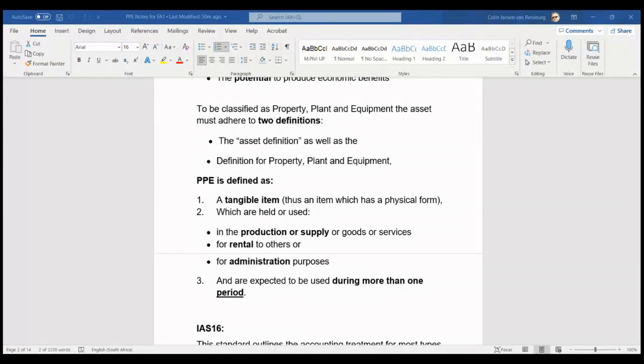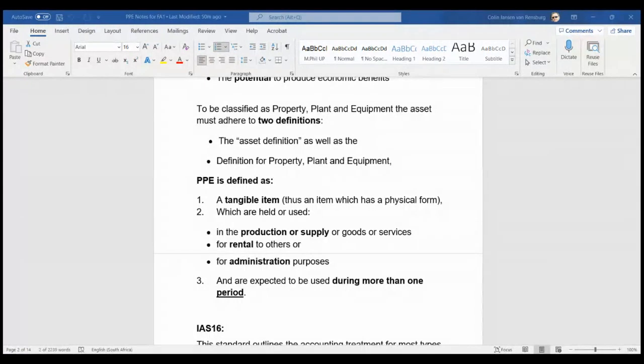Machinery. Thank you, Lucanio. Exactly. Thank you, Mercedes. Yes, exactly. Thank you, Sibusiso. Machinery, manufacturing machinery. Right. So that will typically be a property, plant and equipment item or category of items, machinery, that assists the company in operating the business by producing or supplying goods that are going to be sold.